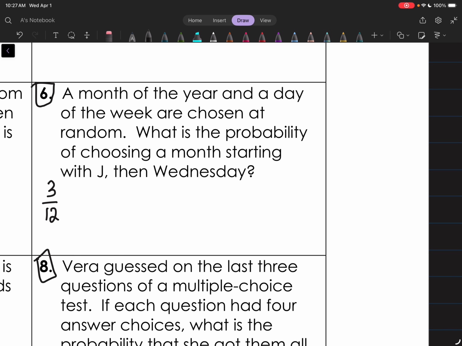A Wednesday. Wednesday occurs once out of our 7 days. That's 3 over 84. That's 1 over 28. Approximately 3.6%.